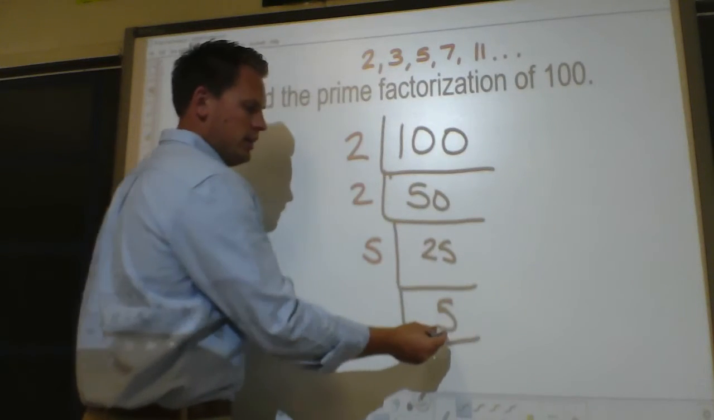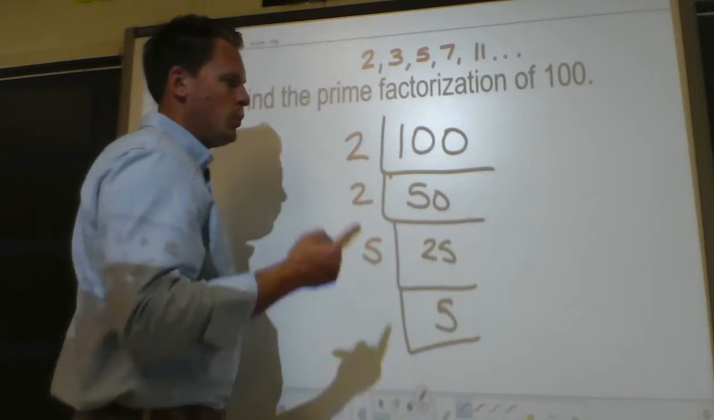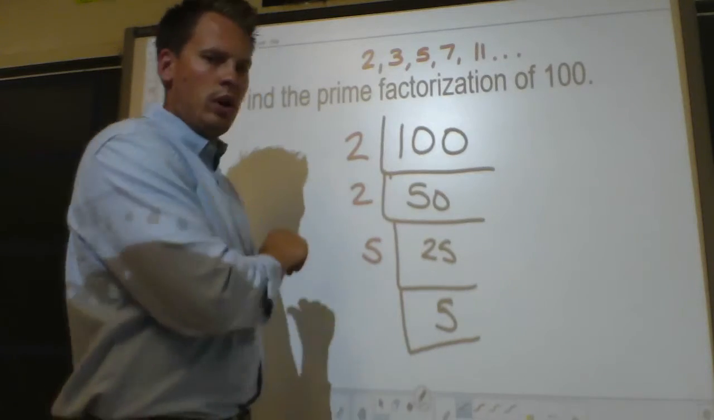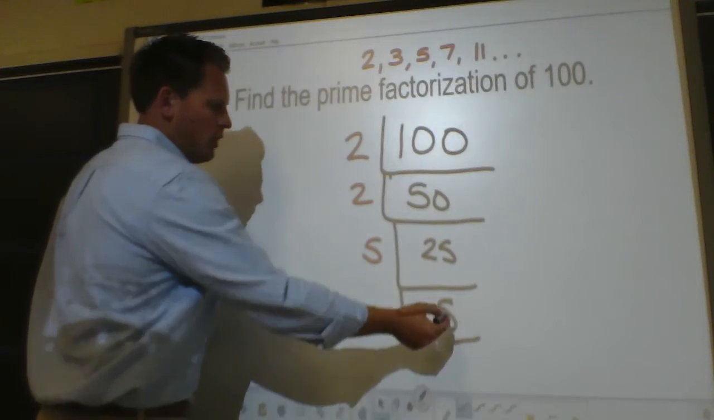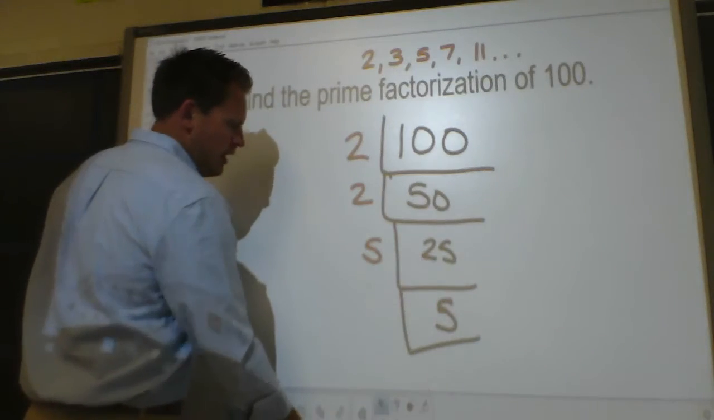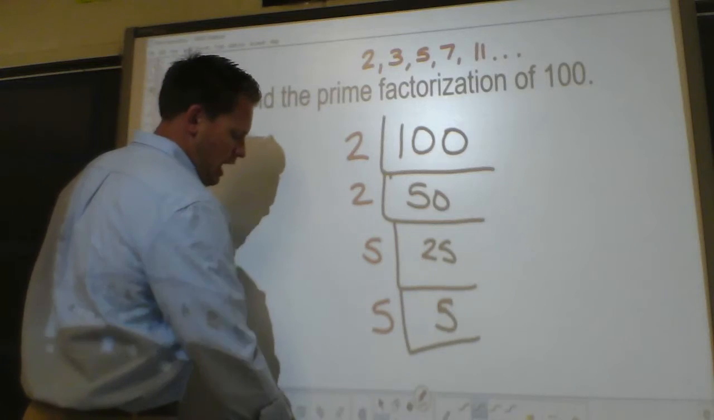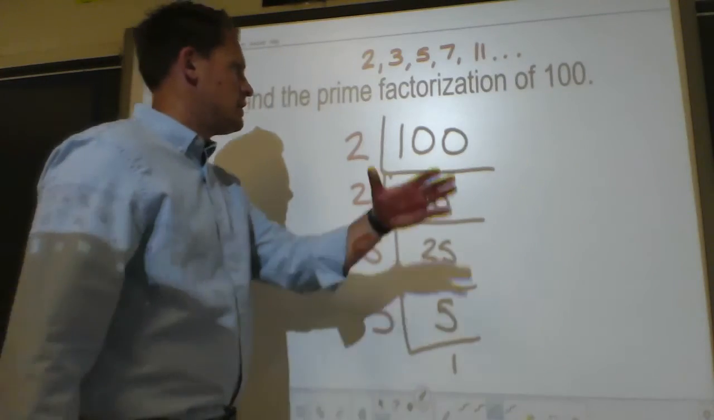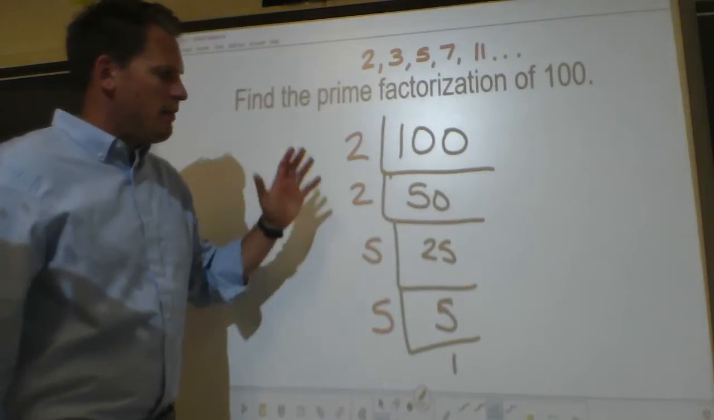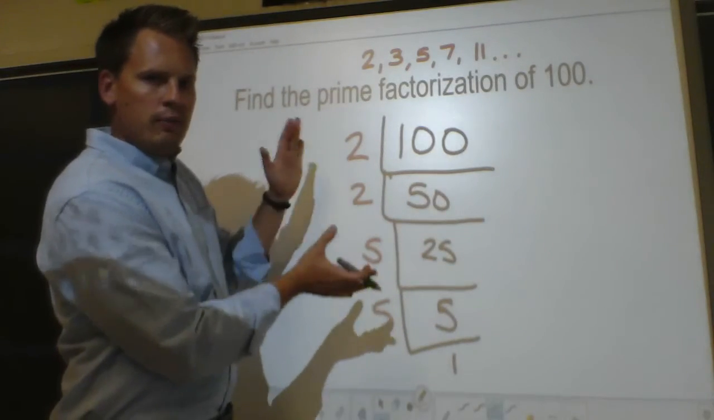Okay, am I done? No, I haven't gotten down to 1. 1 is done. Once you get down to 1, you are done. But until you get down to 1, you are not done. All right, what is 5? Well, I know 5 fits into 5. And how many times does it fit in? 1. And again, as I said with the last one, the common factors, this is not the prime factorization.